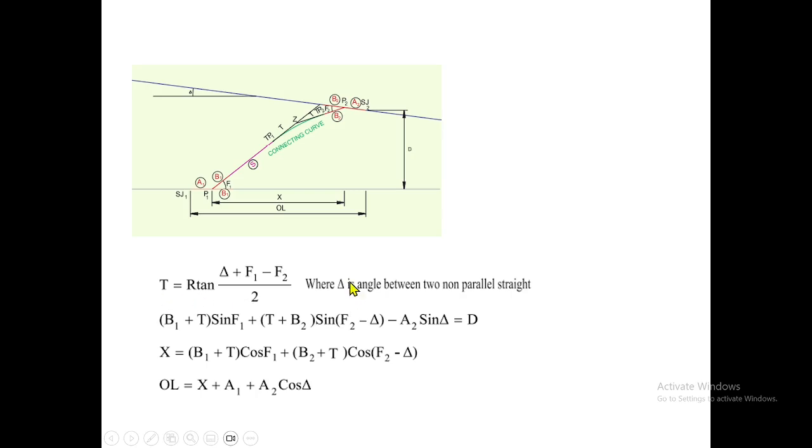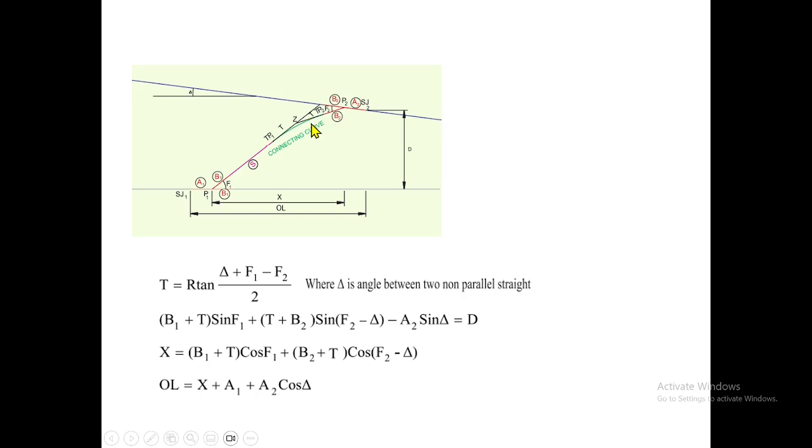After that, suppose we want to find out the x distance. Let us first find out the x distance. That means we have to find out the horizontal distance of the triangles. So for the first triangle, you take here B1 plus T, and if S is there, you can add S also, into cos F1. We can come up to this point. Then from here to this point of intersection, we have to go. The horizontal distance we have to find out here: T plus B2 into cos of F2 minus delta.